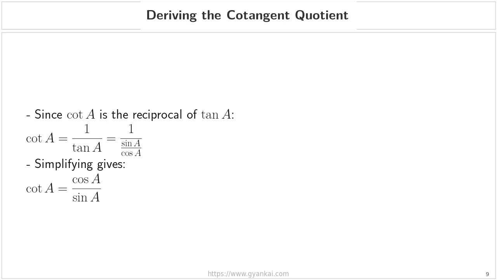To simplify this, remember that dividing by a fraction is the same as multiplying by its reciprocal. When we flip that fraction, the cosine of angle A moves to the top, and the sine of angle A moves to the bottom. This leaves us with our final, simplified quotient relationship. Cotangent of angle A equals cosine of angle A divided by sine of angle A. This completes our set of fundamental quotient identities.